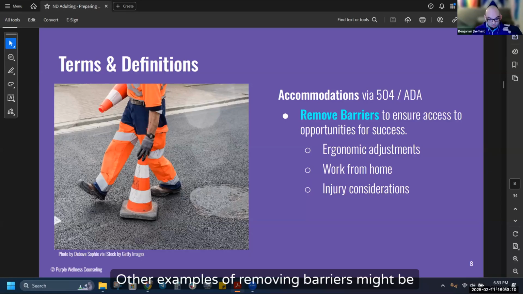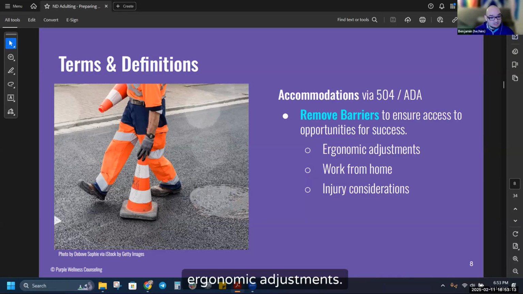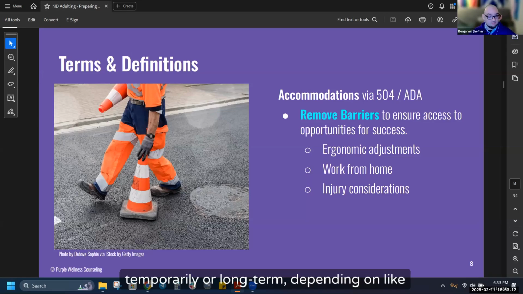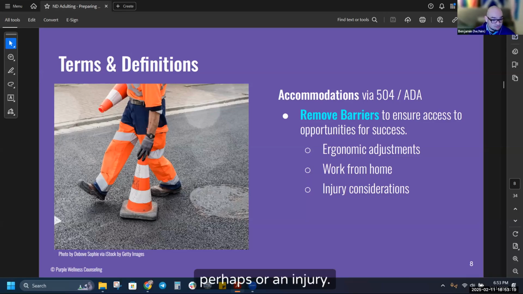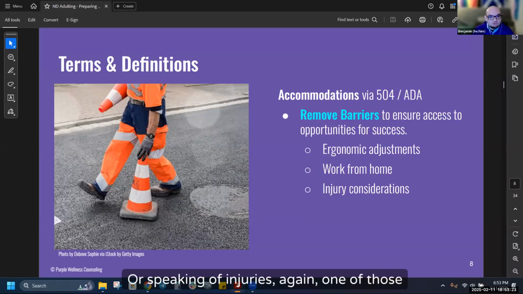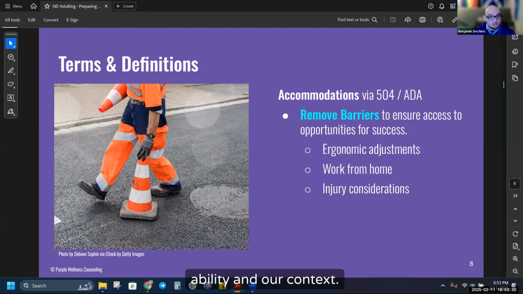Other examples of removing barriers might be ergonomic adjustments, things like working from home, either temporarily or long-term, depending on like if you're navigating like a long-term illness, perhaps, or an injury. Or speaking of injuries, again, one of those scooty things, being able to use the elevator, stuff like that can be a way to deal with temporary mismatch between our ability and our context.